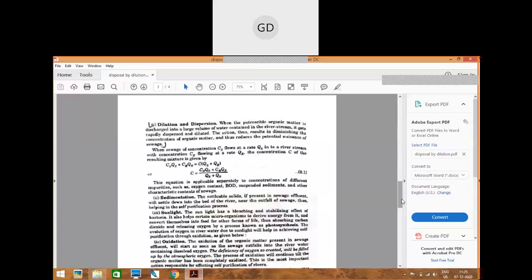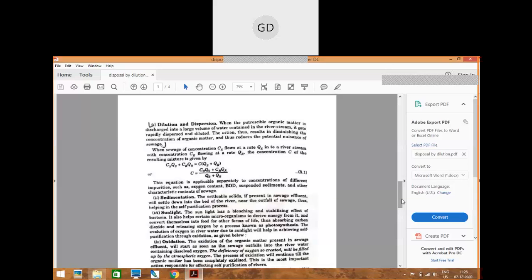So what does dilution and dispersion mean? When organic matter is discharged into the river stream, it gets rapidly dispersed and it also gets diluted. Due to this discharge, it results in diminishing the concentration of organic matter, and then it reduces the potential nuisance of the sewage.